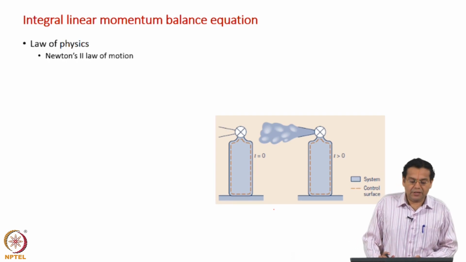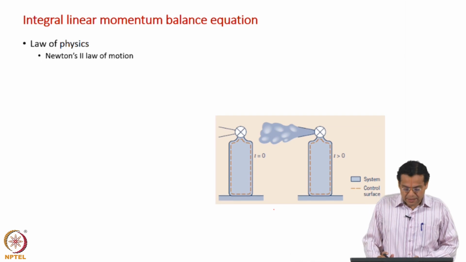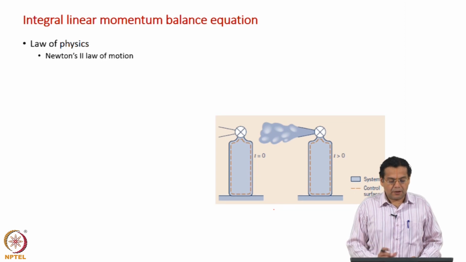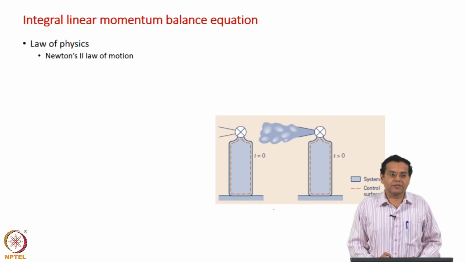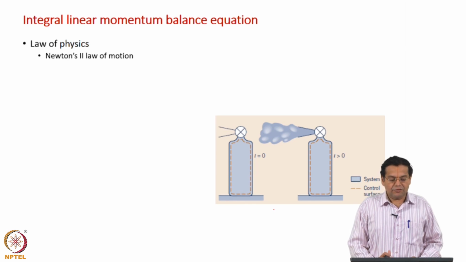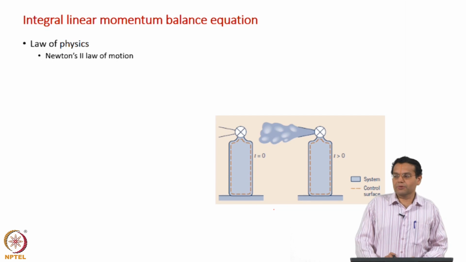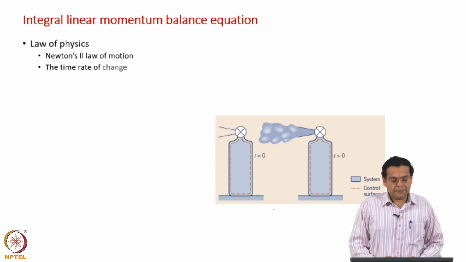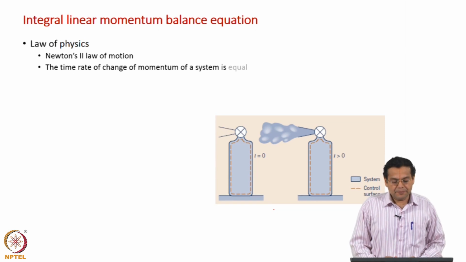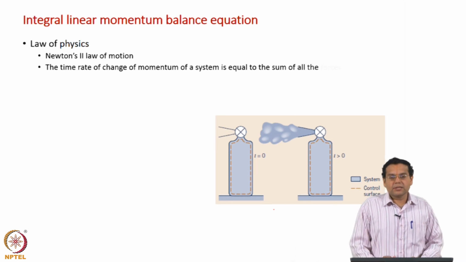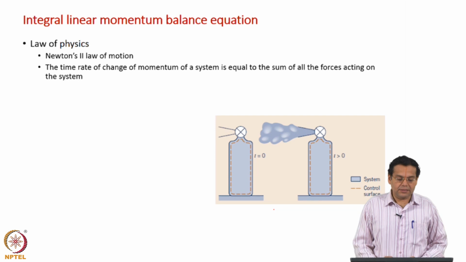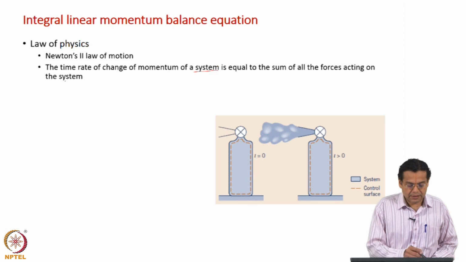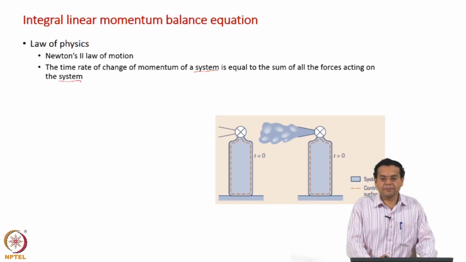So, start with the law of physics. In the earlier case, for total mass, it was the conservation of mass principle: the mass of a system is constant, that is the law of physics. In this case, the law of physics is Newton's second law of motion. So, that is the starting point for deriving the integral form. Now, what does it state? The time rate of change of momentum of a system is equal to the sum of all the forces acting on the system. Of course, we should make note that the law is written for a system.